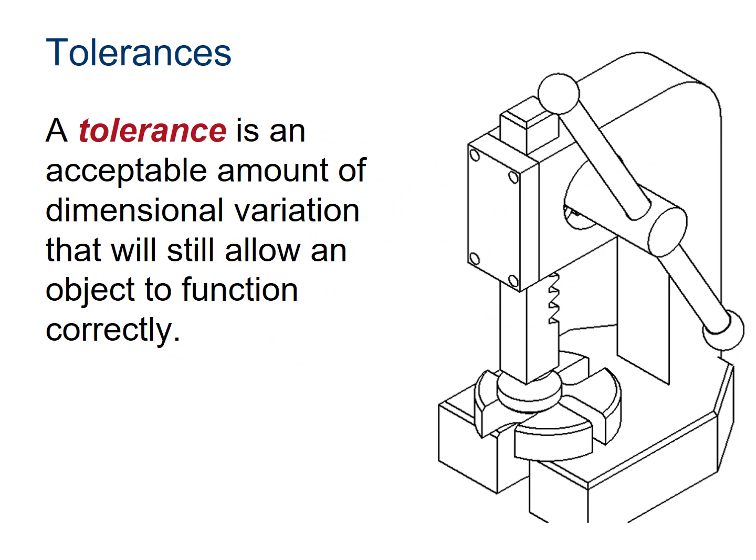Let me go back here. I'm going to go to this slide here. It says tolerances. A tolerance is an acceptable amount of dimensional variation that will still allow an object to function correctly. On the right side there, you see a press, and that is a machine that applies a lot of force in a downward direction. In order to make that press, though, you had to make sure that all those parts were mating and flush with each other when they should be, so that it would function correctly.